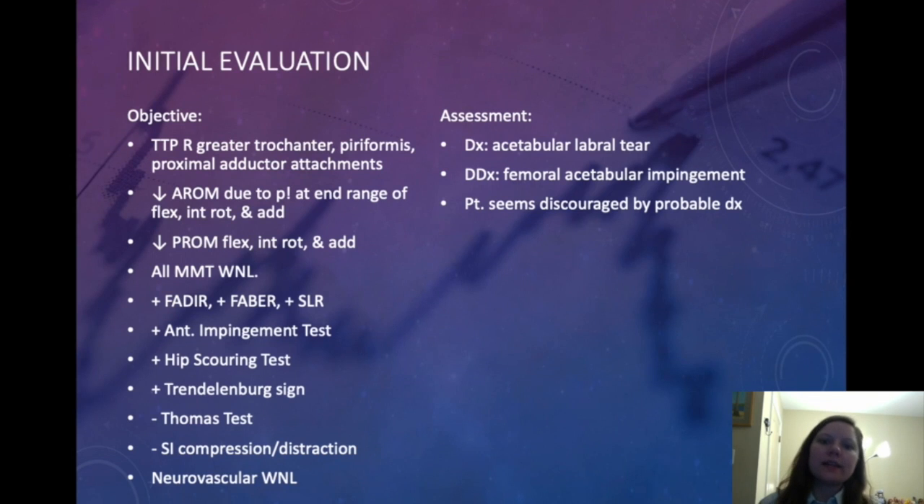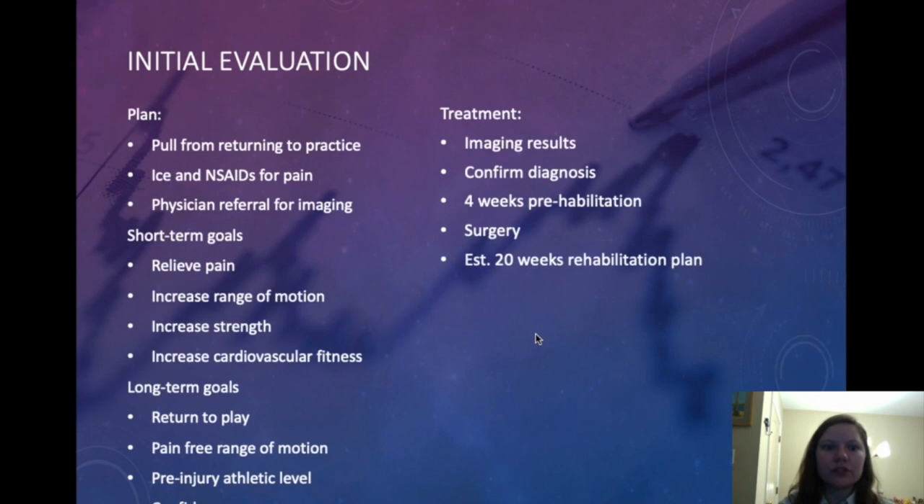So from this, I suspected an acetabular labral tear or femoroacetabular impingement. And the patient seems pretty discouraged by this, but we referred her to a physician to confirm with imaging. I pulled her from practice and we did ice and NSAIDs for pain. We created some short-term goals, and they were to relieve the pain, increase her range of motion, increase her strength, increase her cardiovascular fitness to make sure she was ready to return and get ready for surgery.